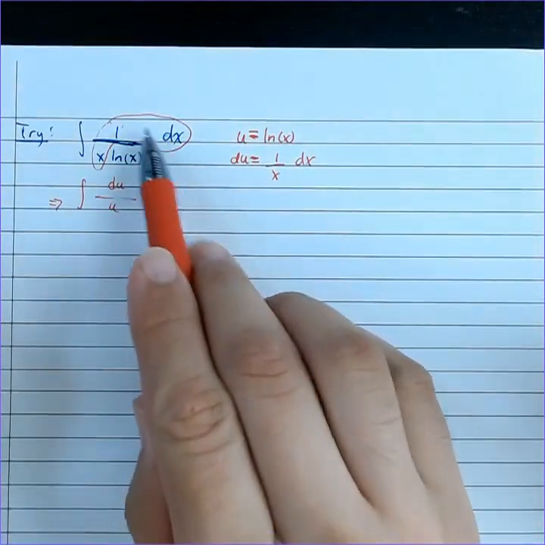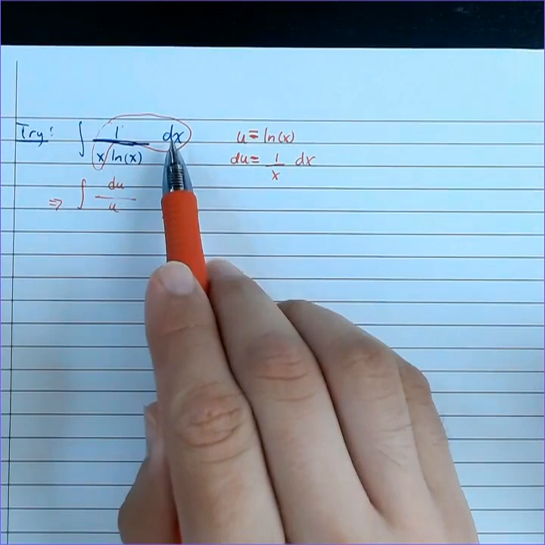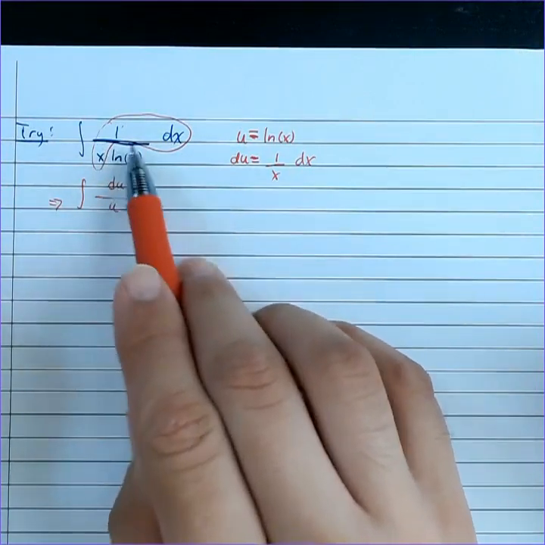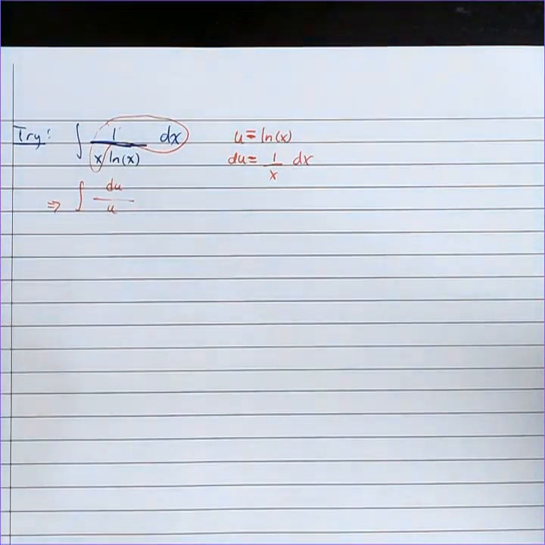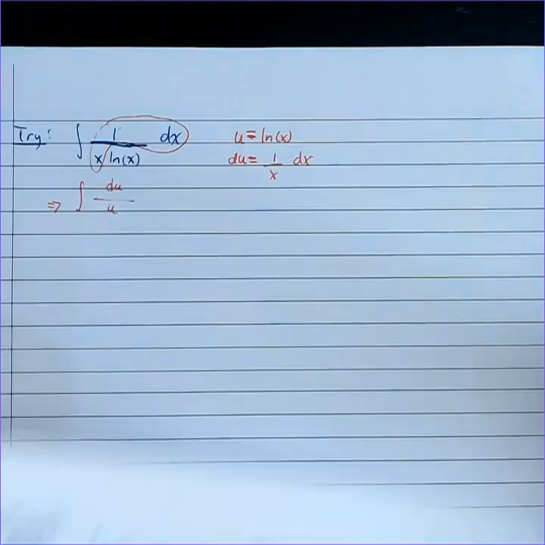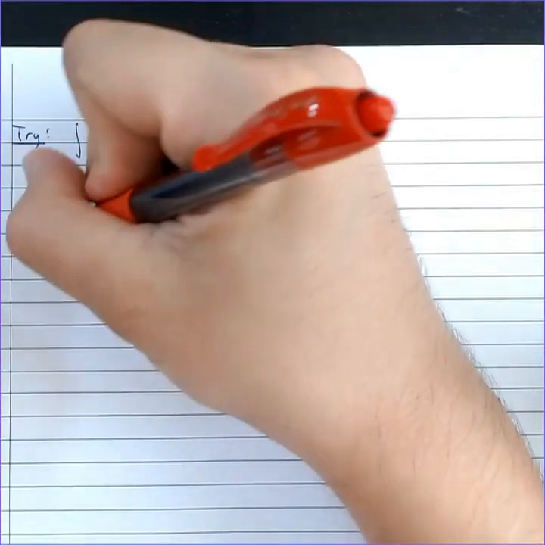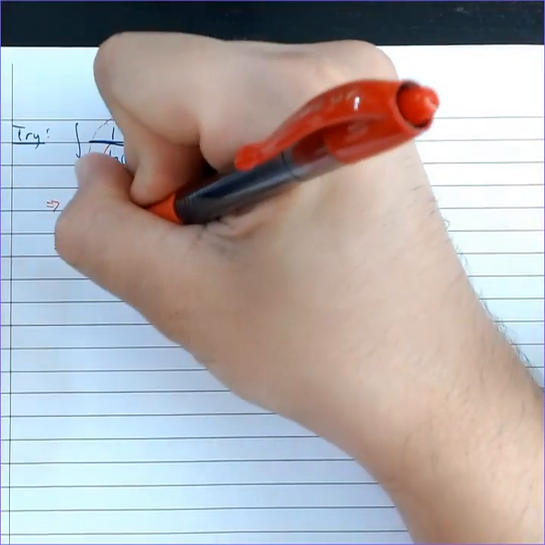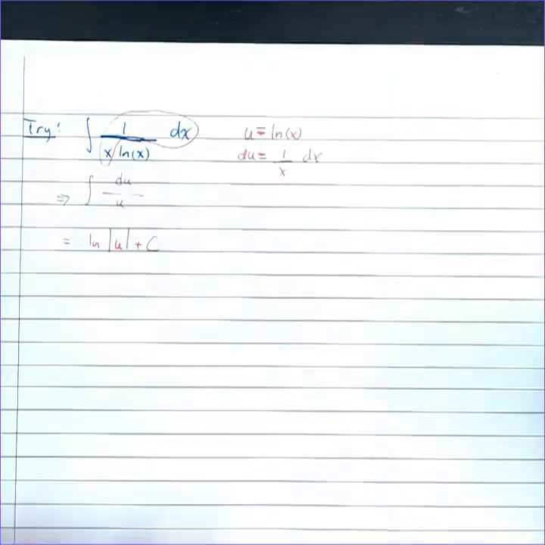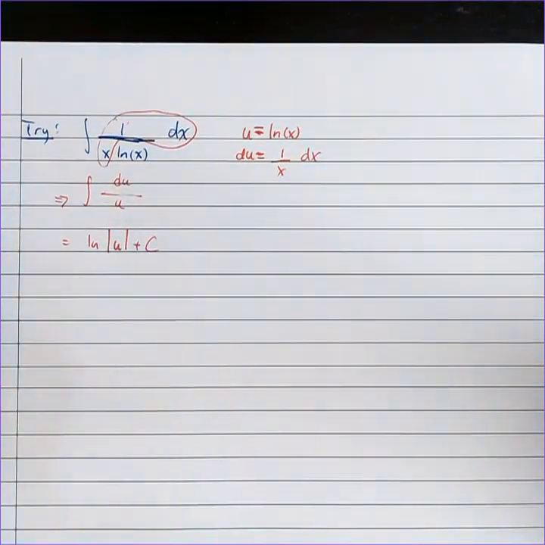So that's du over u. But that is one of our basic integration formulas. If you have the integral of du over u, that's the natural log of the absolute value of u. So this equals the natural log of the absolute value of u plus c. But of course, u is a stand-in for the natural log of x.